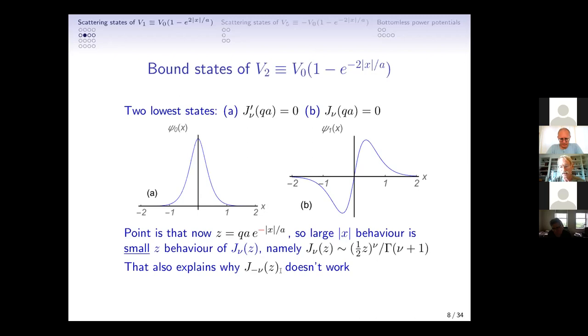And that's why those states are singled out. That's what that connection is. Namely, that those special states that he picked out, which he thought were bound states in the continuum, are actually energy levels of this potential V2. Okay, is that clear to everybody? I hope.